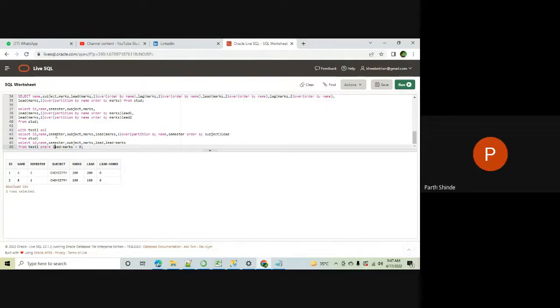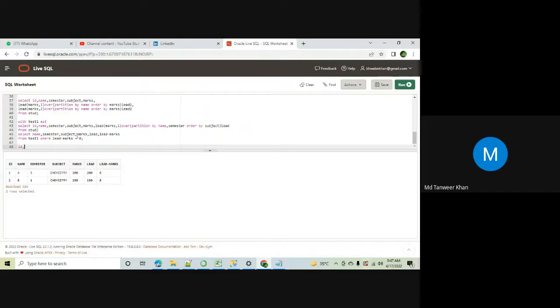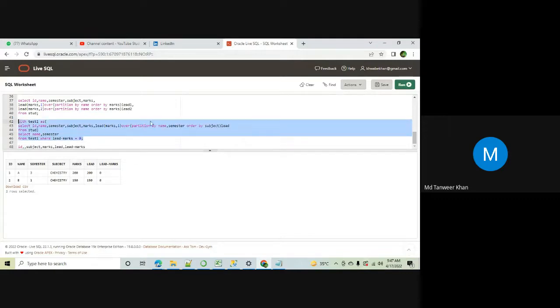Now here the question was that I want the name and semester only. I don't want all this information. Then you can remove all this from the select clause. You can remove it if you want. Let's execute this one. So you got that A in third semester has scored the same marks in physics and chemistry. B in first semester has scored the same marks in physics and chemistry.